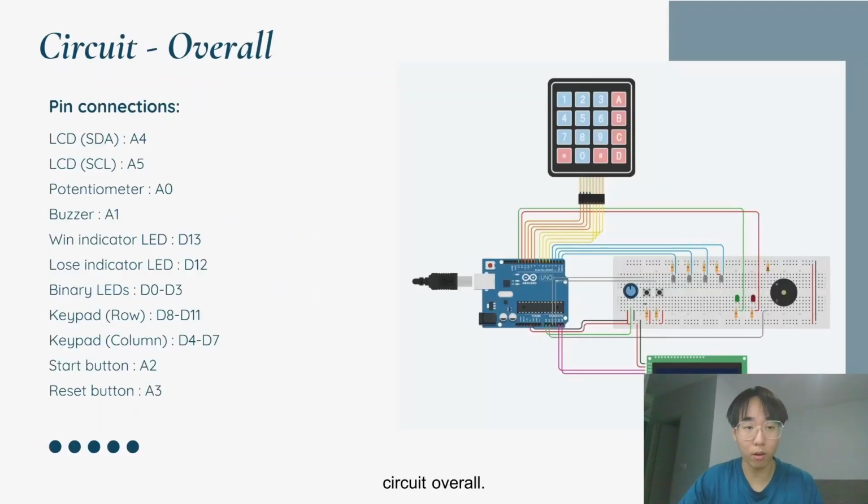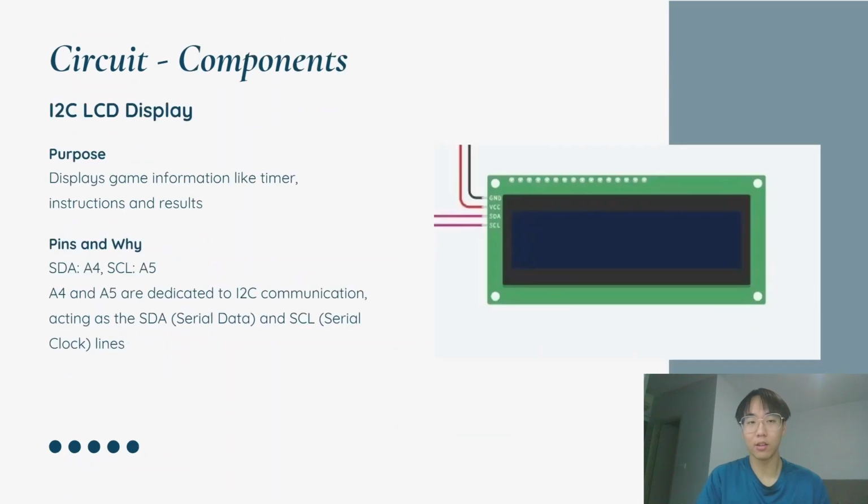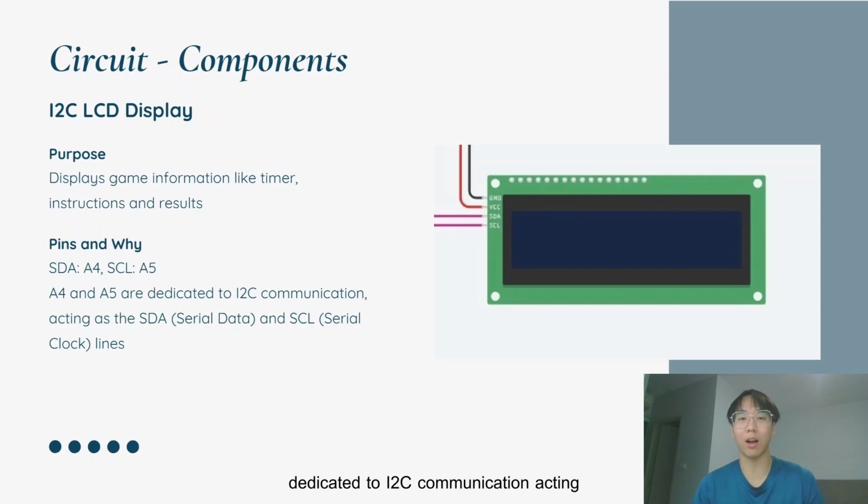Let's see our circuit overall. We use an LCD, potentiometer, buzzer, LEDs, keypad, and button. Let's talk about each component. The first component is an I2C LCD display. Its purpose is to display game information like the timer, instructions, and results. We use pin A4 for SDA and A5 for SCL. A4 and A5 are dedicated to I2C communication, acting as the SDA and SCL lines.